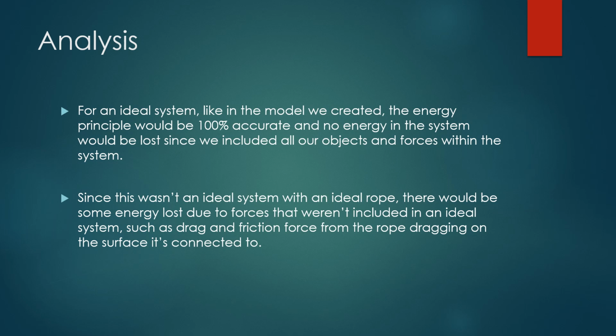For an ideal system, like in the model we created, the energy principle would be 100% accurate and no energy in the system would be lost, since we included all objects and forces within the system. Since this wasn't an ideal system with an ideal rope, there would be some energy loss due to forces that weren't included in an ideal system, such as drag force and possibly friction force from the rope dragging on the surfaces connected to.